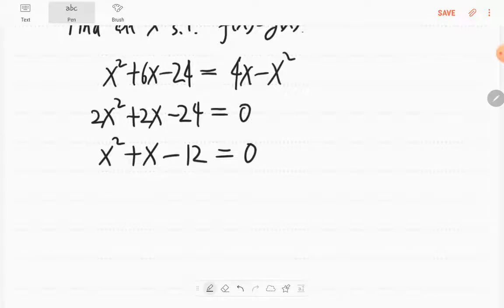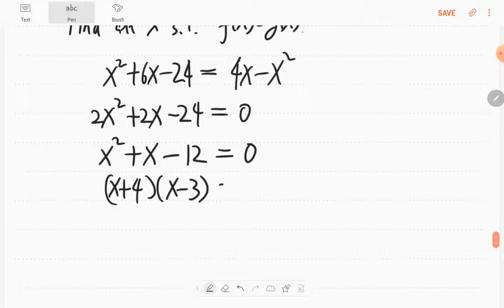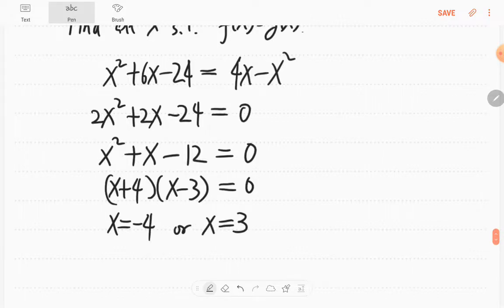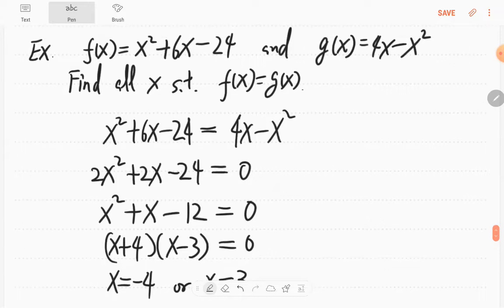So now this is the quadratic equation. We can factorize it, or you can use the quadratic formula to find the solutions. So here I factorize it. So what do you have? You have x equals -4 or x equals 3. So you have two x values such that f of x equals g of x.